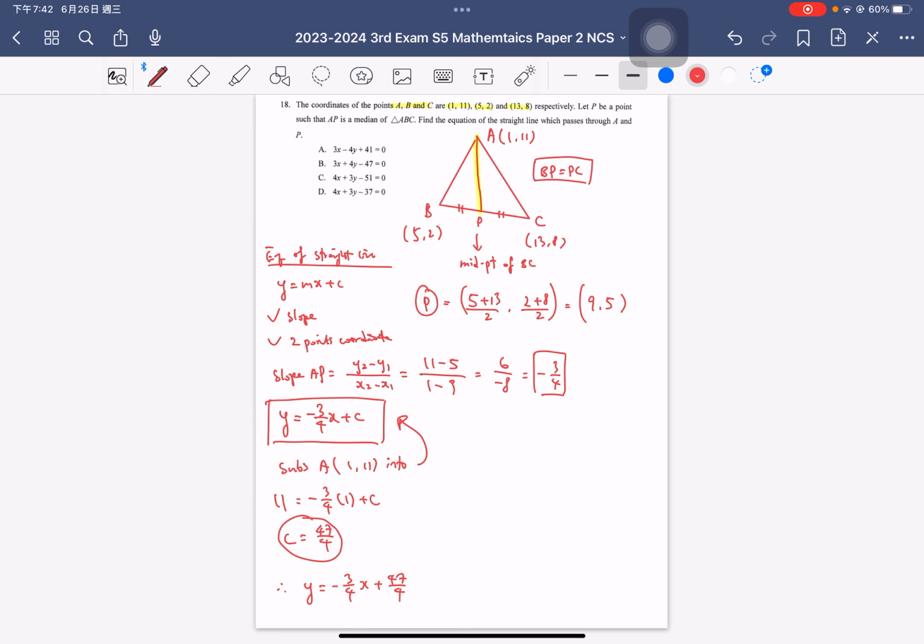We're not yet finished because the question is giving you the general form, so it's not in terms of y equals mx plus c. So now we can just multiply by 4 on both sides. So we have 4y equal to negative 3x plus 47. And then we put everything on the left-hand side. So it becomes 3x plus 4y, and the plus 47 moving to the left becomes minus 47, equal to 0. So the answer should be B.